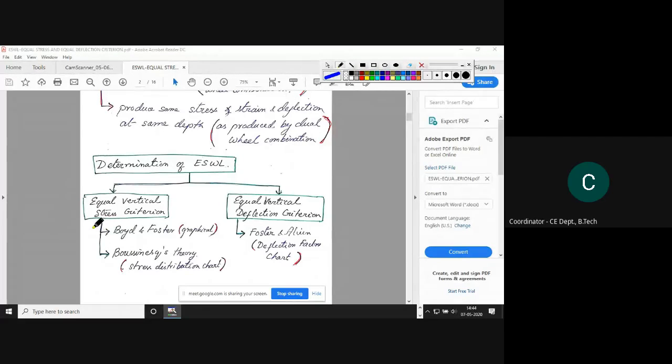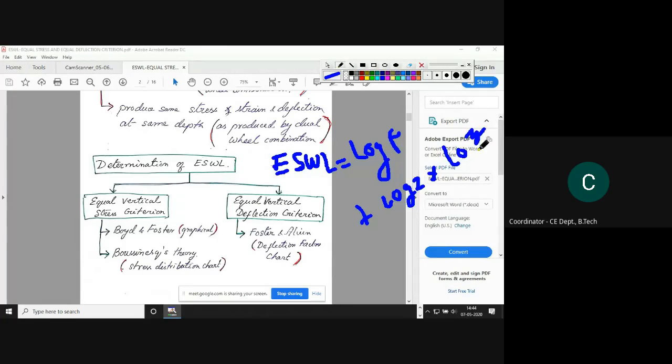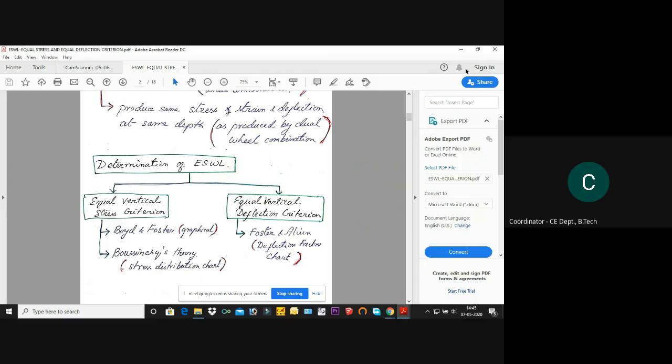So this one is not so important for this topic. Why? Because you have already gone through it. I think you must remember that formula. Log ESWL equals log P plus log 2 into log Z by 2D, that is, Z by D by 2. And here it will be log Z by 4S. Right? It was like that formula. So this is an easy method.